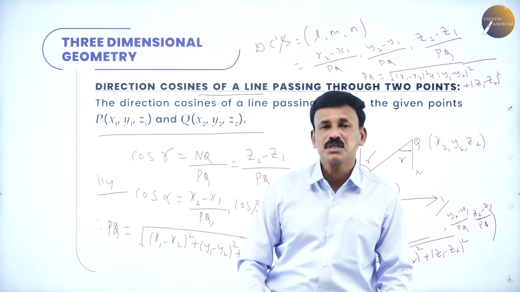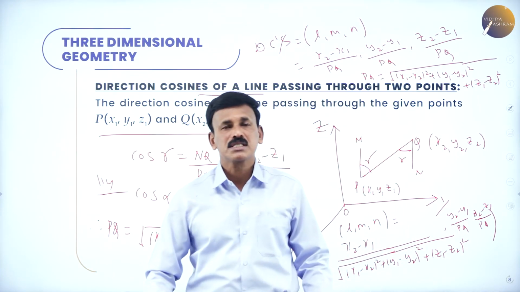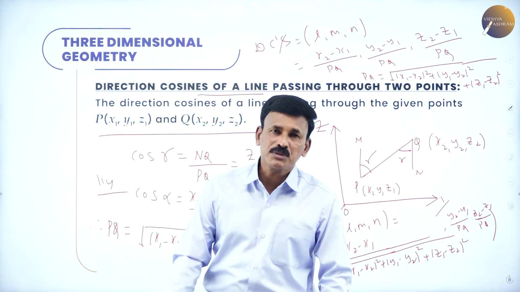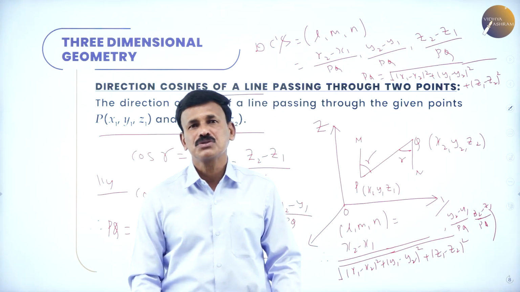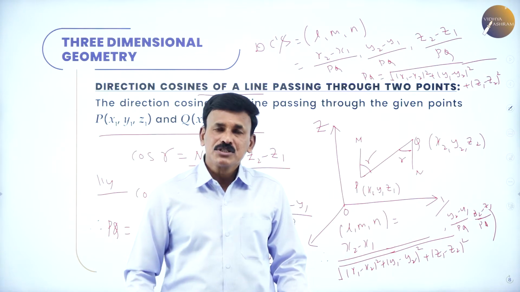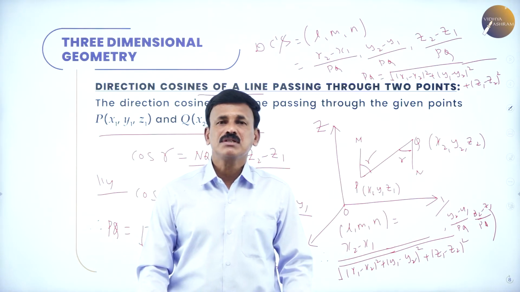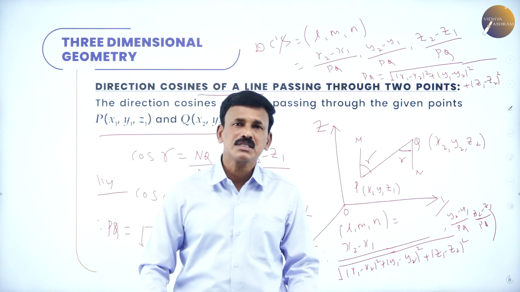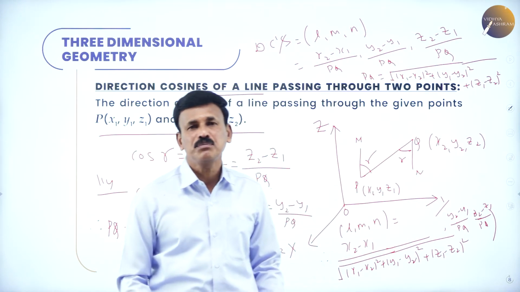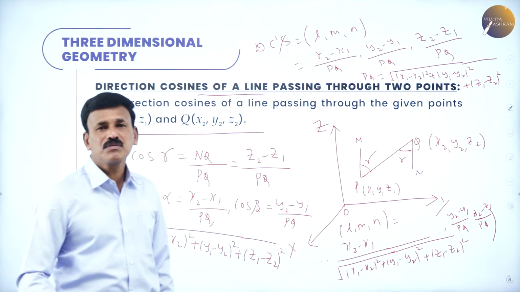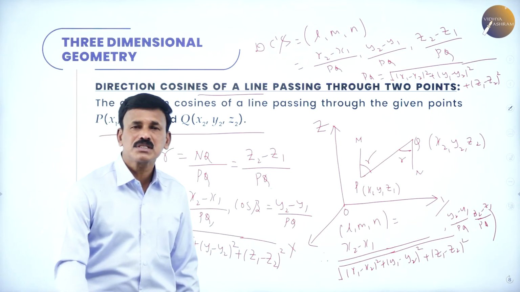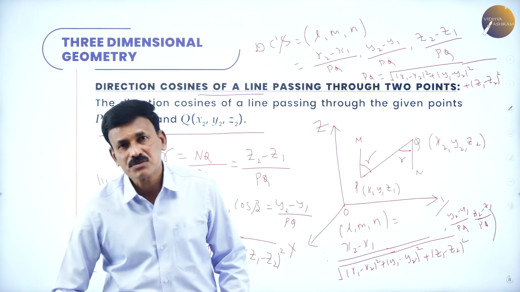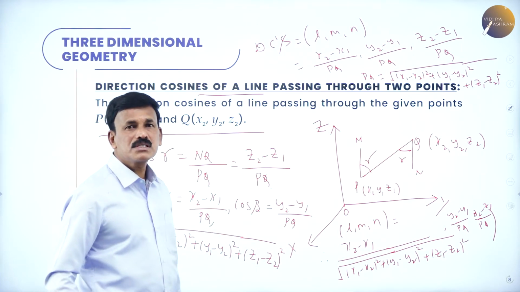And the third concept is to find the direction cosines of a line passing through the 2 points P, x1, y1, z1 and Q, x2, y2, z2. L, M, N is equal to x2 minus x1 divided by the length PQ, y2 minus y1 divided by PQ and z2 minus z1 divided by PQ, where PQ is the distance between P and Q, that is root of x1 minus x2 whole square plus y1 minus y2 whole square plus z1 minus z2 whole square.